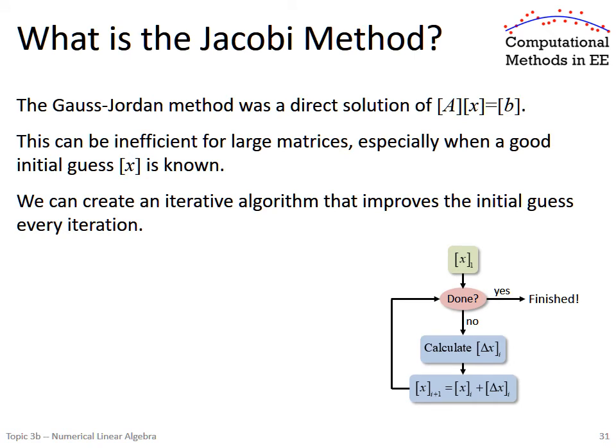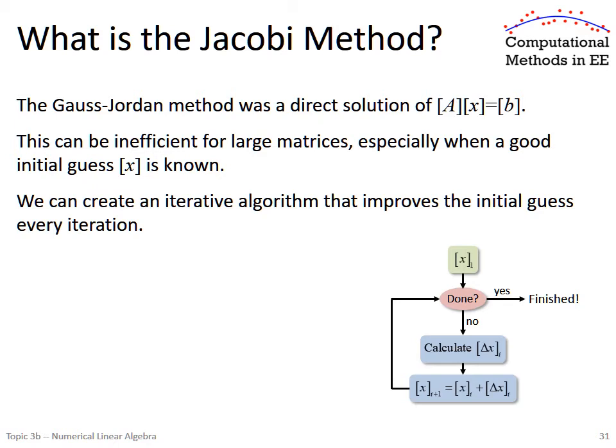So, as I mentioned before, we tend to be interested in iterative solvers when the matrix size is very, very large, or perhaps when we have a pretty good idea of what the answer is and we can make a very good guess. In which case, if we have a good guess, it will take very few iterations to refine that answer and get it down to whatever accuracy that we want.